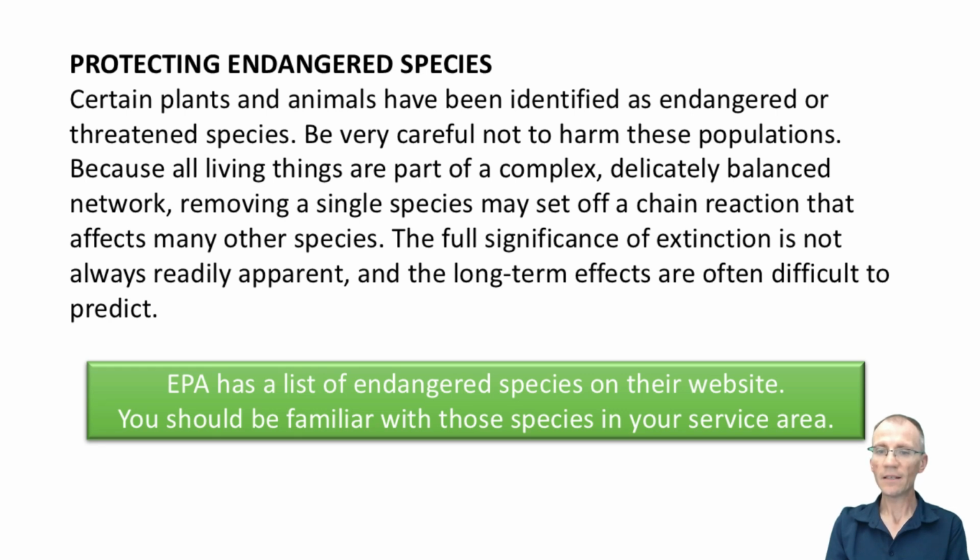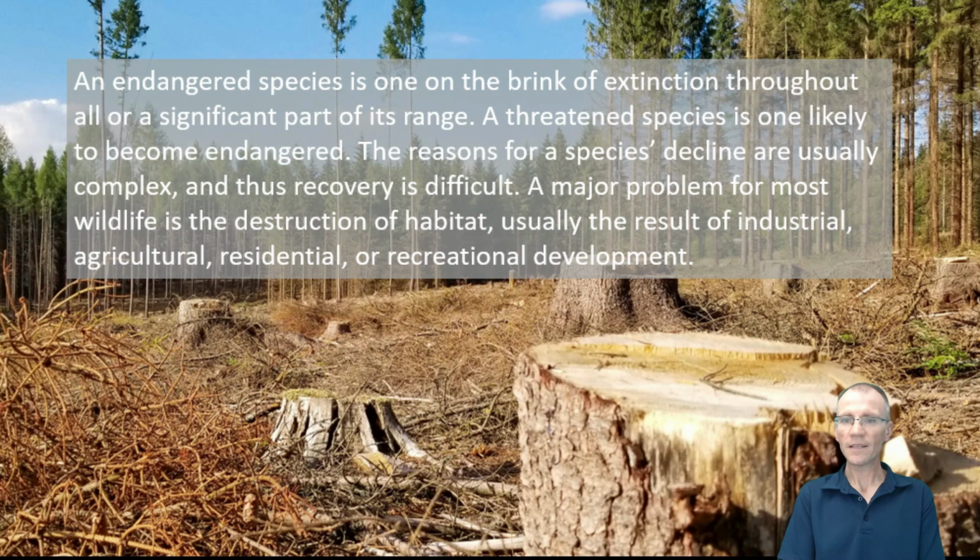EPA has a list of endangered species on their website. You should be familiar with those species in your service area. An endangered species is one on the brink of extinction throughout all or a significant part of its range. A threatened species is one likely to become endangered. The reasons for a species decline are usually complex, and thus recovery is difficult.